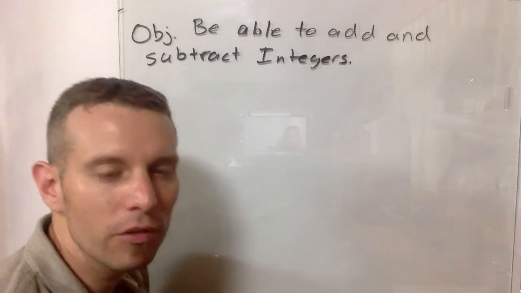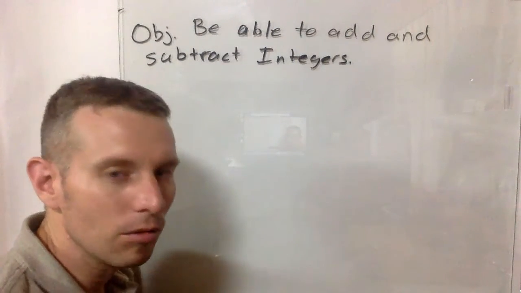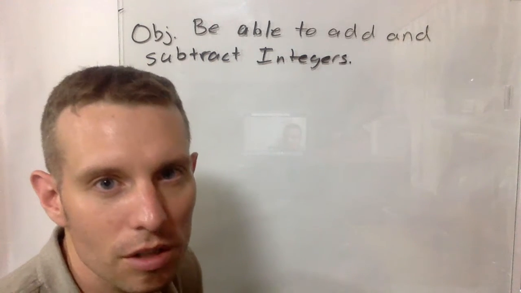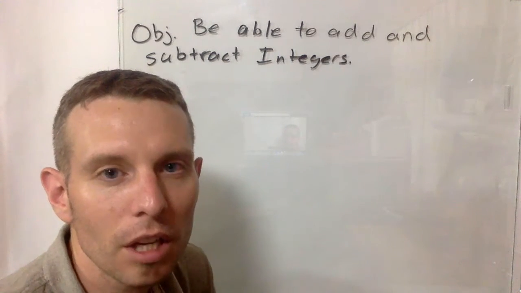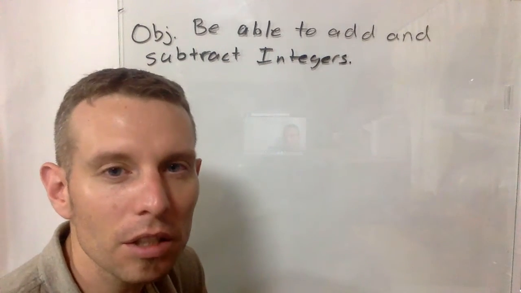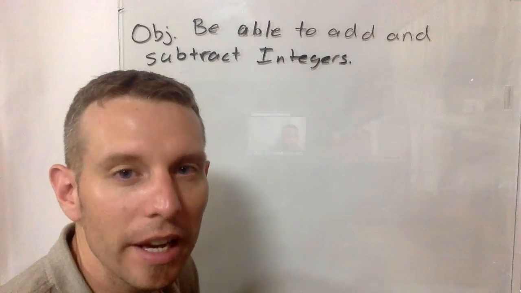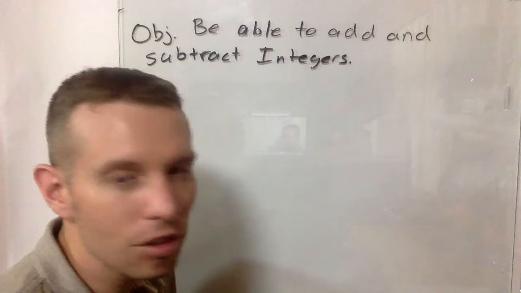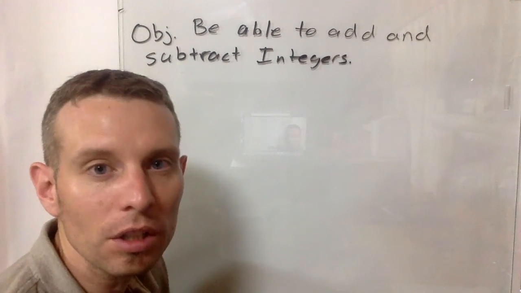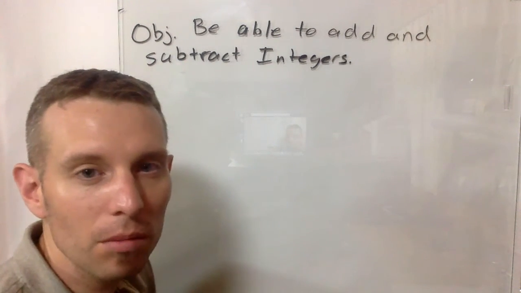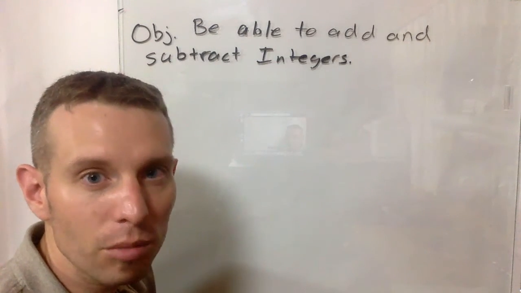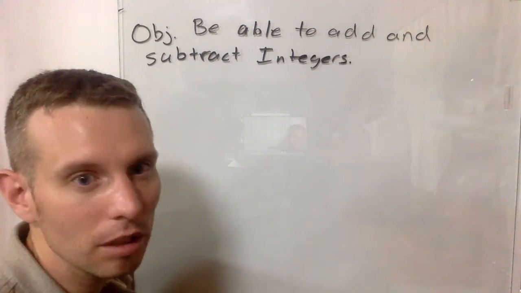Okay, now, how about for subtracting integers? The rule for subtracting integers that you need to write down is: to subtract integers, add the opposite. As long as you can do that, you've just turned a subtraction problem into an addition problem. Let me show you what I mean. Let's do the same ones.